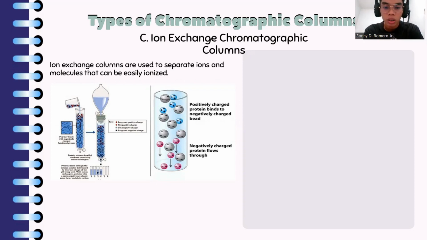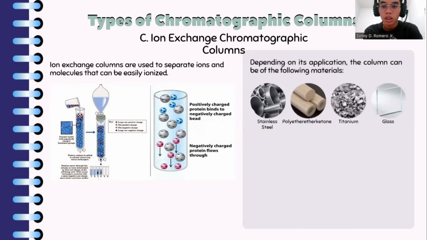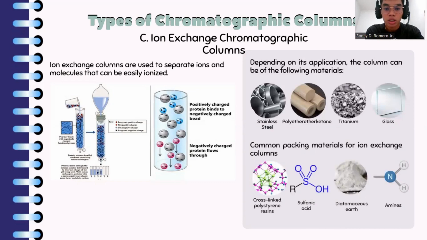The charged groups of the matrix are surrounded by ions of the opposite charge and suspended in an aqueous solution. In this ion cloud, ions can be reversibly exchanged without changing the nature and the properties of the matrix. Depending on the application, columns are made of stainless steel, polyether ether ketone, titanium, or glass, and can vary in diameter from 2 mm to 5 cm and in length from 3 cm to 50 cm. The common packing materials for ion exchange columns are alloys, sulfur, diatomaceous earth, and alloys.